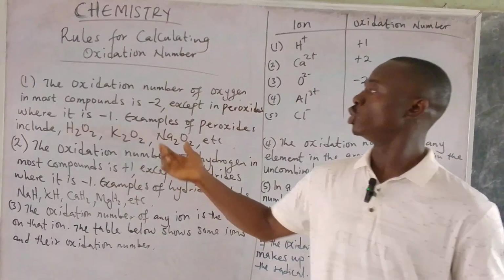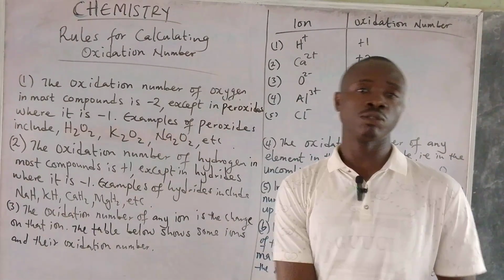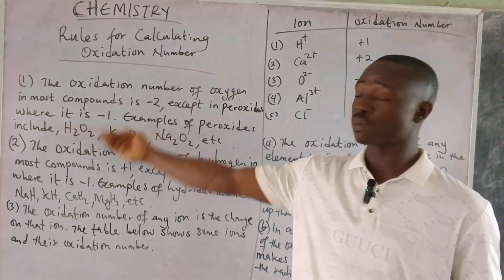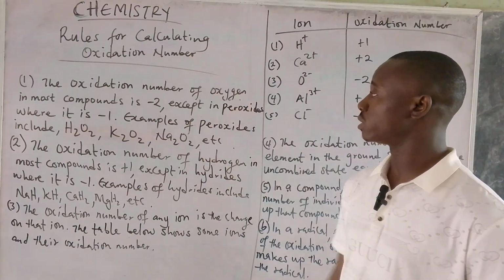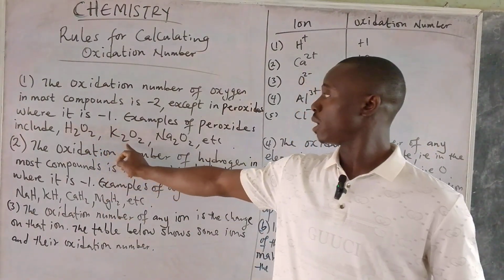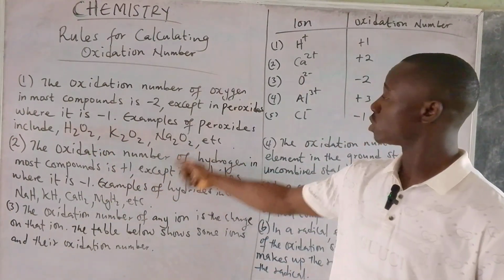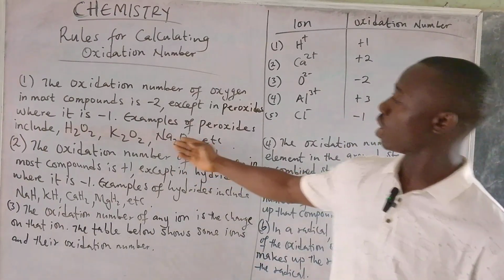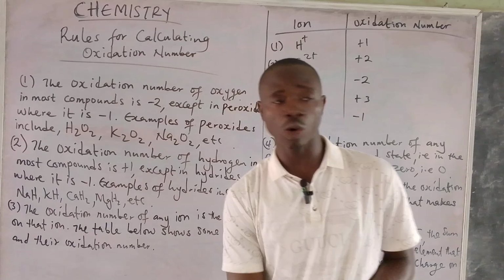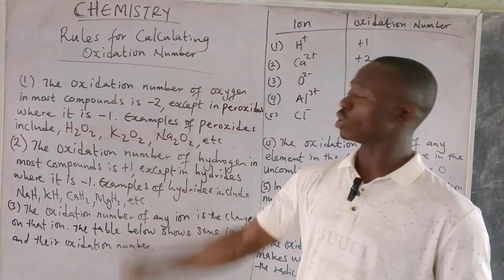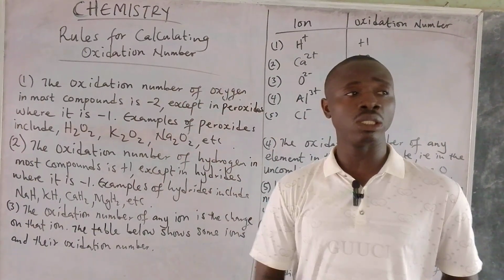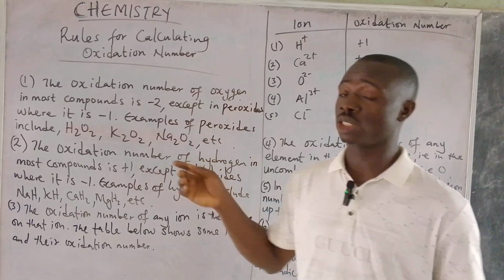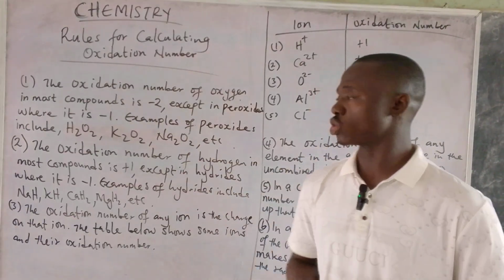You must know examples of peroxides. As you can see, we have different examples on the board: hydrogen peroxide, potassium peroxide, sodium peroxide. If you calculate the oxidation number of oxygen in these compounds, you are going to get -1. But in every other compound, the oxidation number of oxygen is always -2.